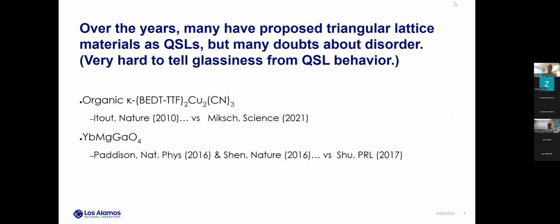So over the years, having known this, many people have proposed different triangular lattice materials as quantum spin liquids. But there are always many doubts about the role of disorder. The reason is that it's very hard to tell glassiness from quantum spin liquid behavior. Both cases have a lack of long-range magnetic order. Both cases have a diffuse spectrum in neutron scattering, et cetera. And so this has made progress very difficult.